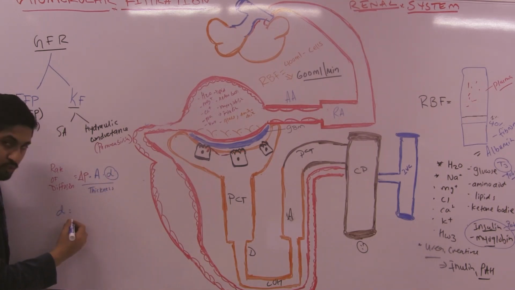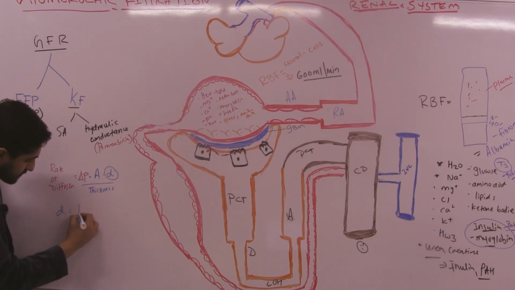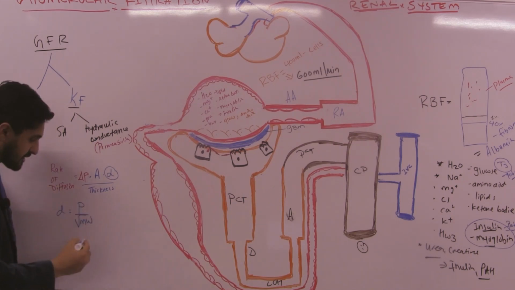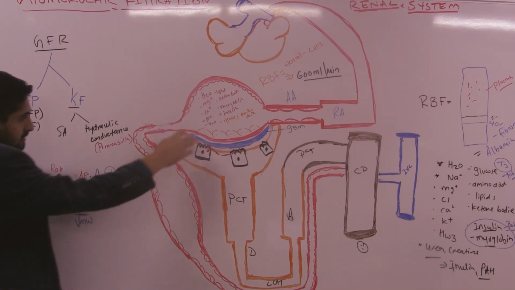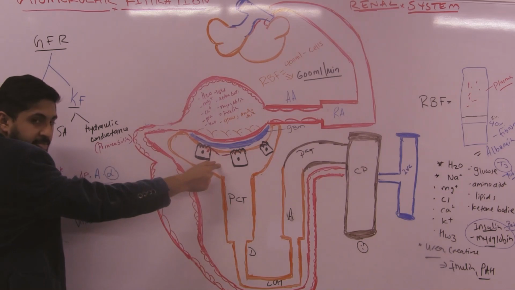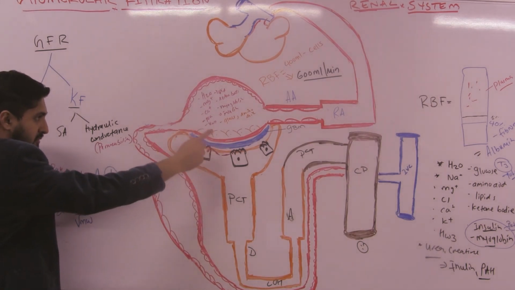Which itself depends on what? That itself depends on permeability over the square root of the molecular weight. Okay, that's what it is. Because remember, this pressure is talking about the pressure gradient between here and here, the glomerulus and the Bowman space right here.